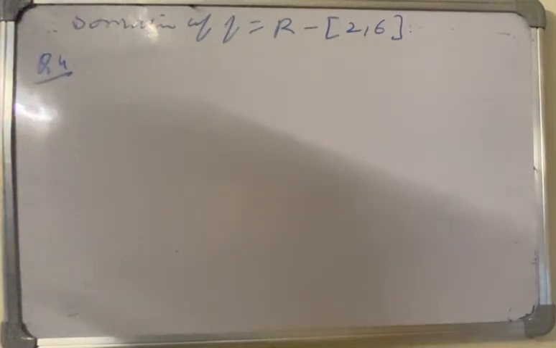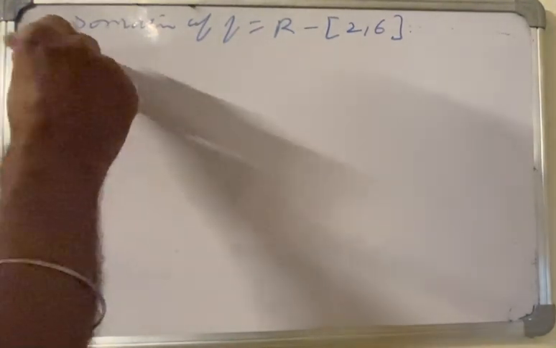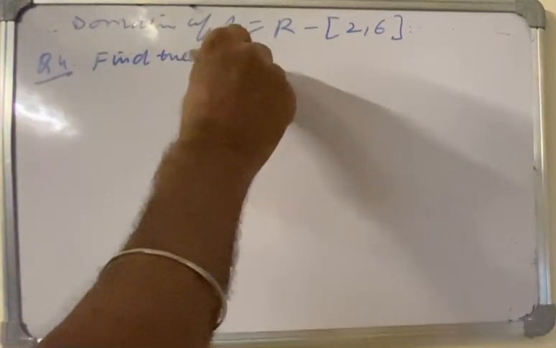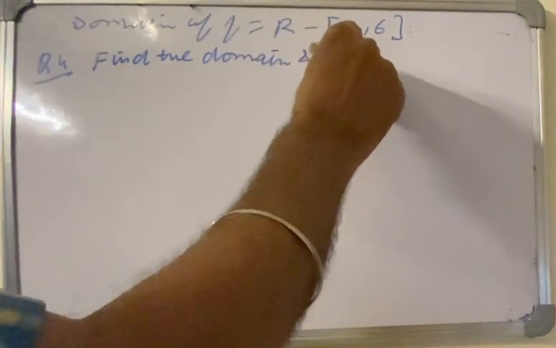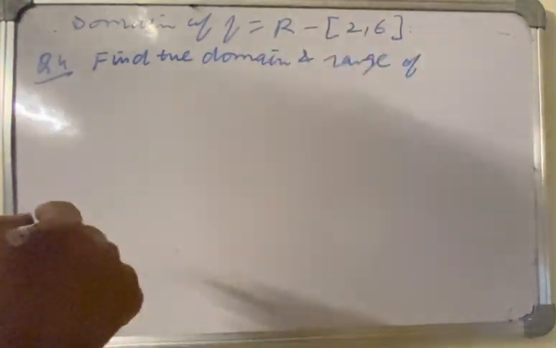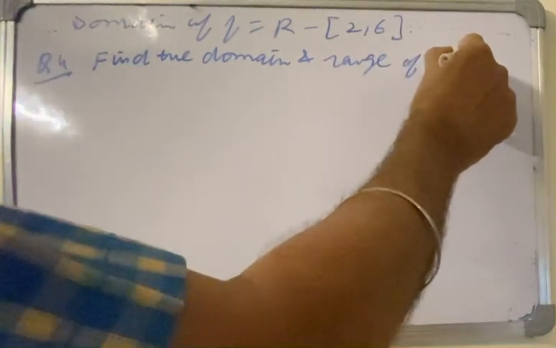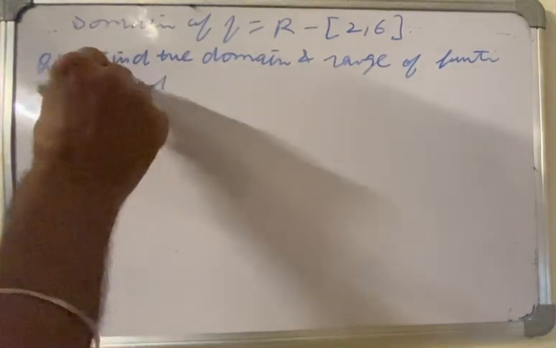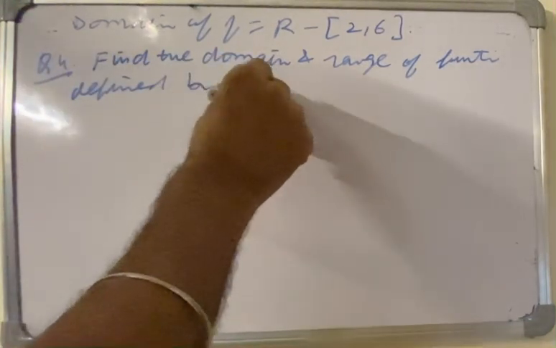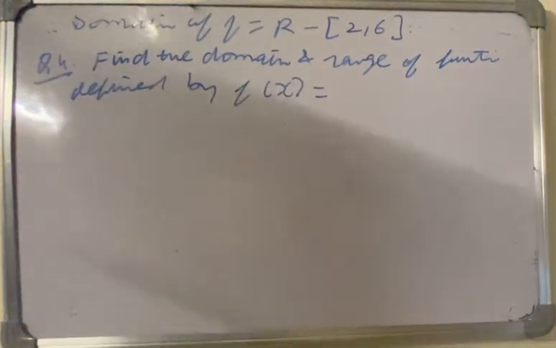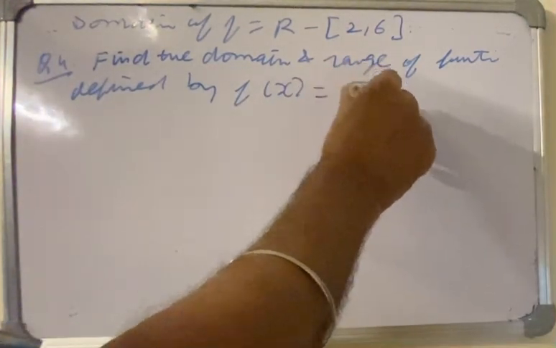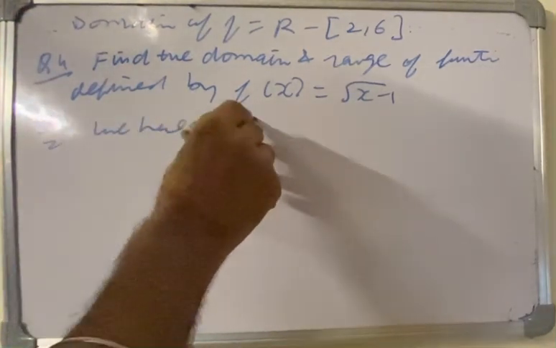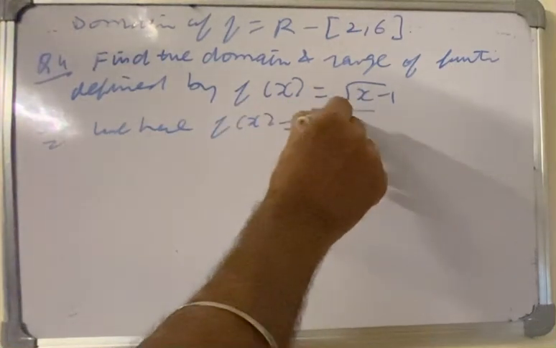Fourth question. Find the domain and range of the function defined by f(x) is equal to square root of (x minus 1). Solution, we have f(x) is equal to square root of (x minus 1).